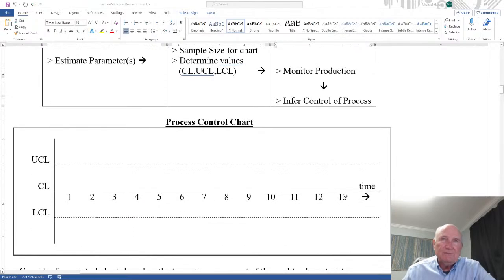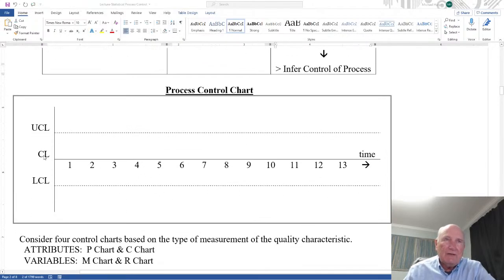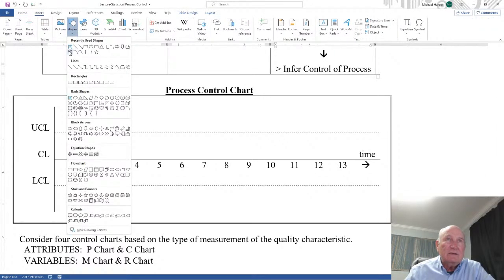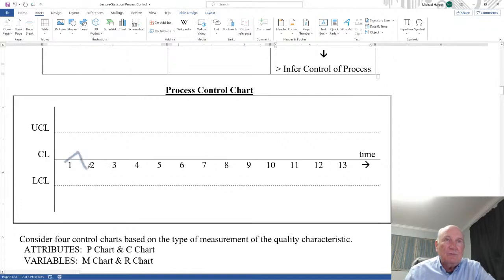So here's what it looks like. You'll have a center line here, an upper control limit, and a lower control limit. Then over time, you'll start plotting values. As production comes out, you take a measurement sample and plot it here. Let me erase this because I don't want too much in here. And so you have boom, boom, boom, like this, and you plot as you go along.